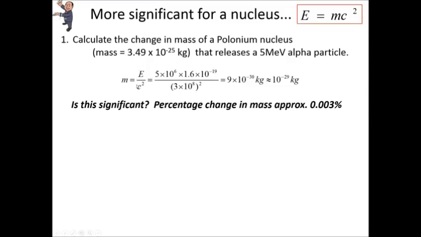m equals E over c squared, so 5 times 10 to the 6. There's the mega electron volts, so let's convert this to joules. Remember this equation, E equals mc squared, you always need to be in joules. So times 1.6 times 10 to the minus 19 divided by the speed of light squared gives you an answer of about 9 times 10 to the minus 30 kilograms, which is approximately 10 to the minus 29 kilograms.